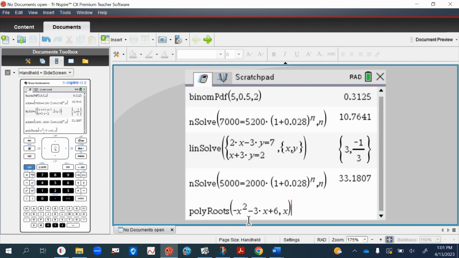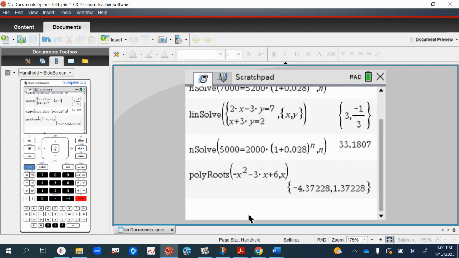So all you have to do is enter. Now, hopefully we get the same answers we got on our graph. And yes, we do. So we got minus 4.37 and 1.37 as the two solutions to the graph.